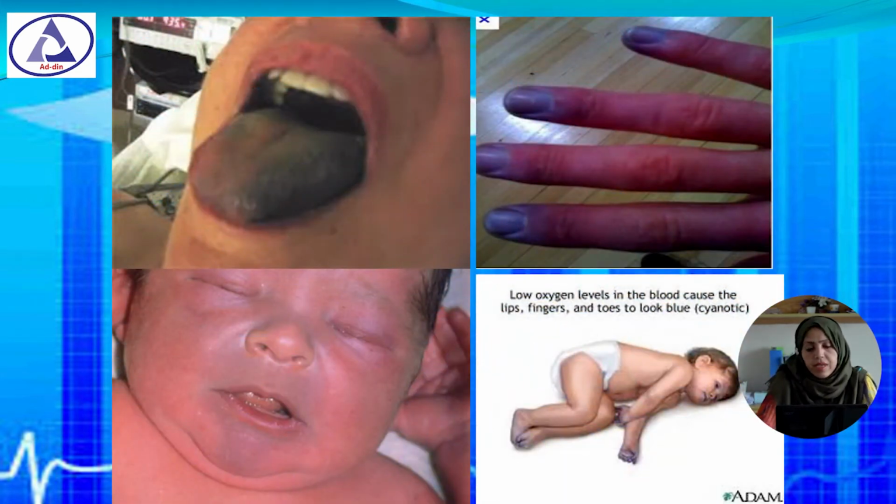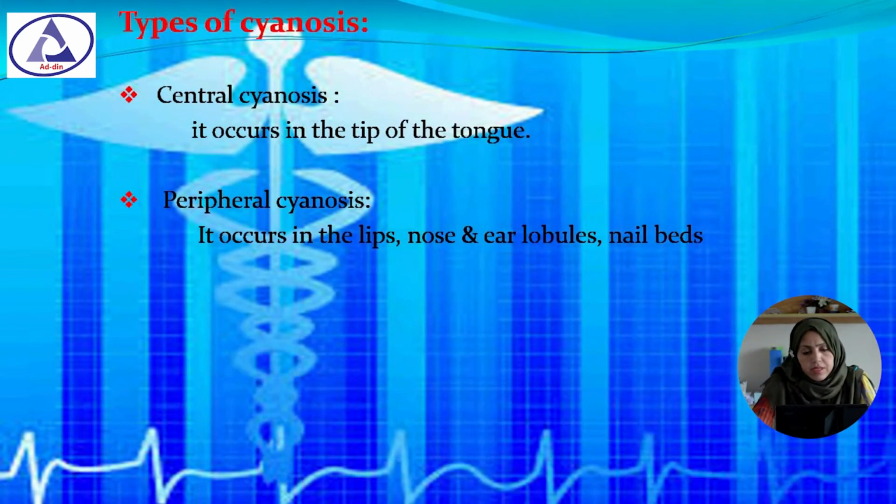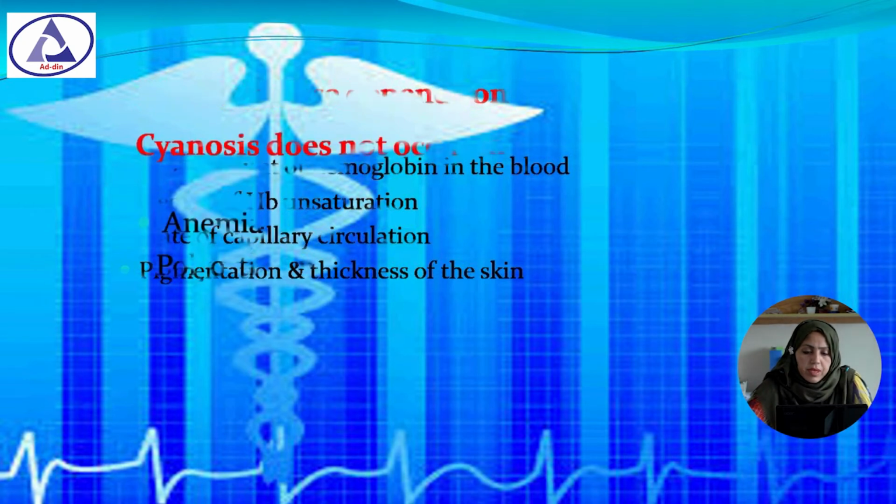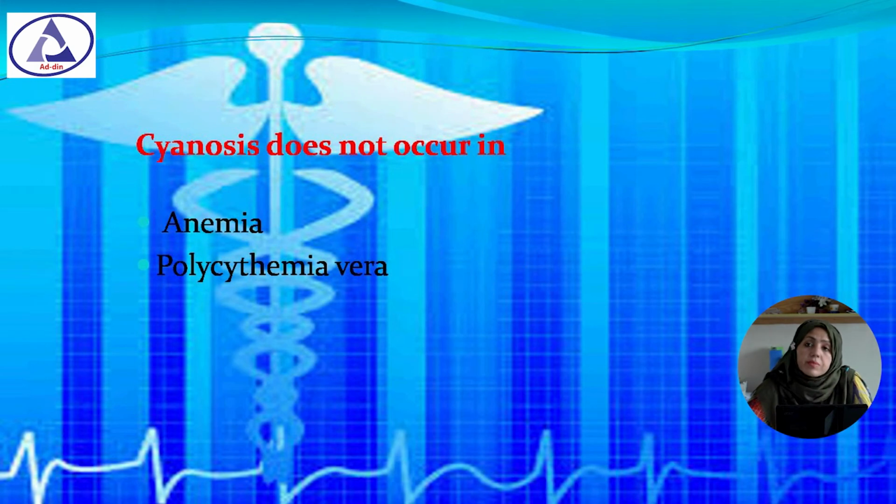This is the figure where cyanosis is seen. Types of cyanosis are central cyanosis, which occurs in the tip of the tongue, and peripheral cyanosis, which occurs in the lips, nose, earlobule and nail bed. Cyanosis occurrence depends on the total amount of hemoglobin in the blood, degree of hemoglobin unsaturation, state of capillary circulation, and pigmentation and thickness of the skin. Cyanosis does not occur in anemia and polycythemia vera.